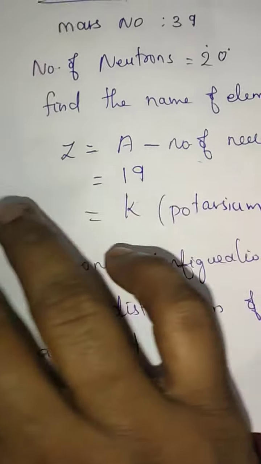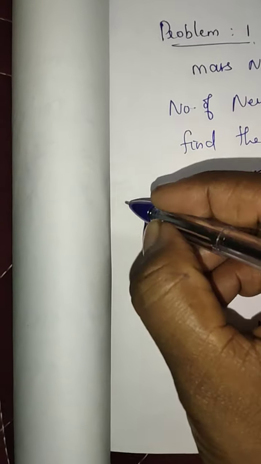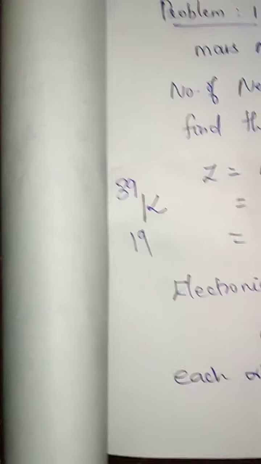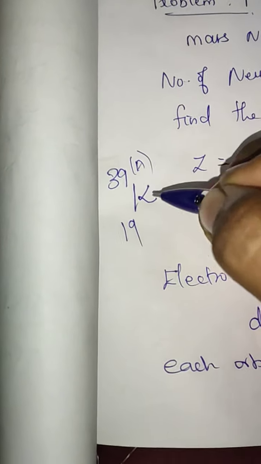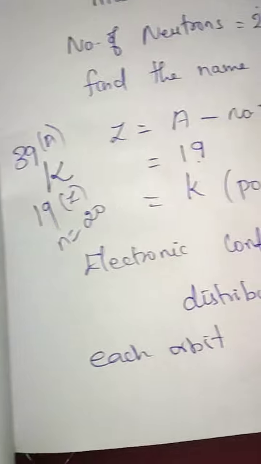So how will you symbolize this? The symbol for potassium is K. What is the mass number given here? 39. What is the atomic number we found? 19. This is the A value, this is the Z value. What is the neutron value? Already given here, 20.